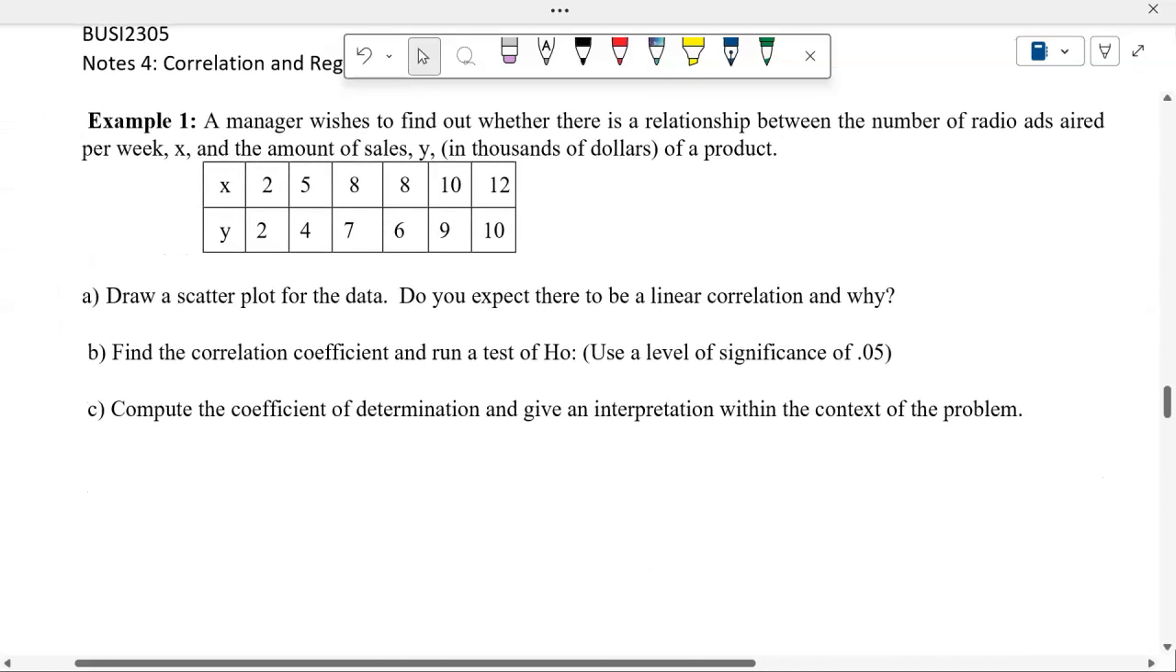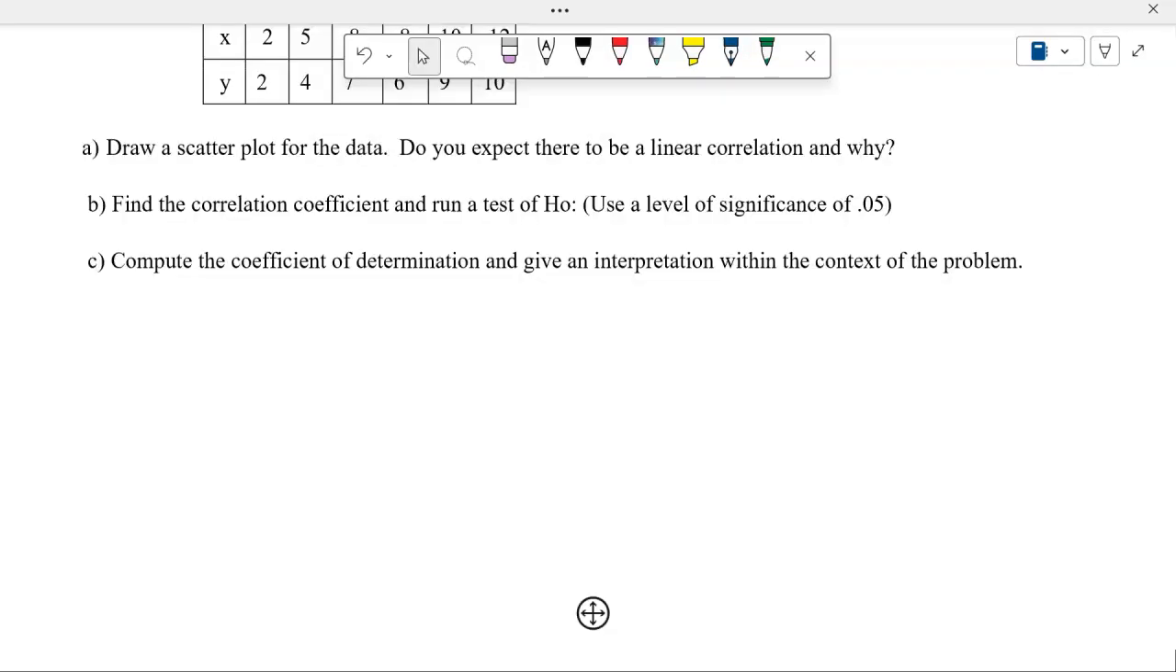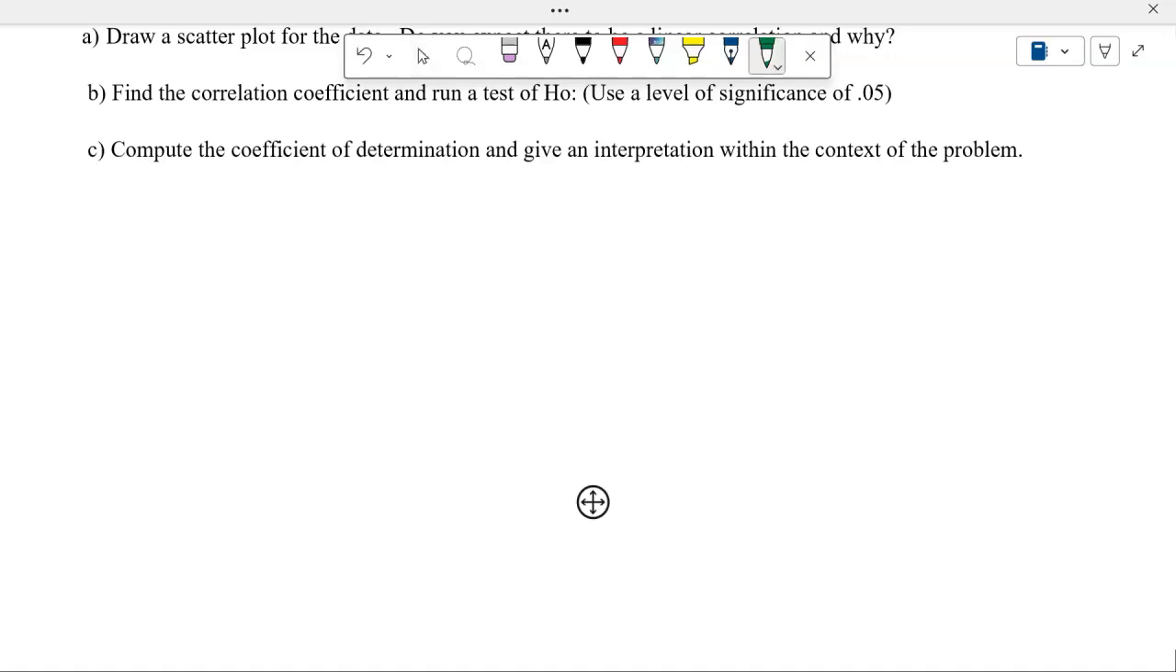Now, here's our first data set. And I actually like to encourage you to build everything in columns. On your homework, you'll also be building the columns yourself. First thing I'm going to do is read, and it says a manager wishes to find out whether there is a relationship between the number of radio ads aired per week and the amount of sales, Y, in thousands of dollars of a product. Before we do anything, I want you to go ahead and build the two columns.